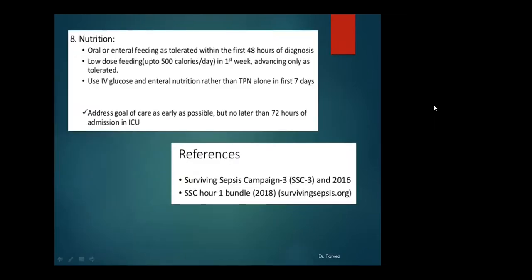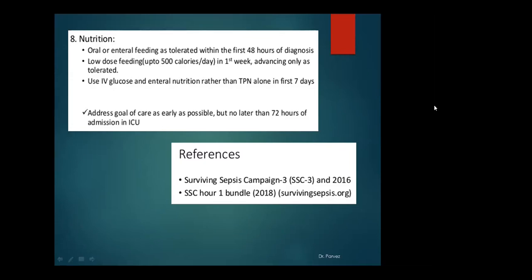Coming to the nutrition, address goal of care as early as possible. Within the first 72 hours, it should be started. Nutrition is important for the patient, even if the patient is on a ventilator. The patient, remember, is in a catabolic state. He needs some calories. Start with low dose calories. Try to use the gut as immediately as possible with low dose feeding up to 500 calories in the first week, and advance the calorie intake as tolerated. The patient needs to be checked for any residual volume, and use glucose and enteral nutrition before starting TPN. Do not start total parenteral nutrition in the first week.